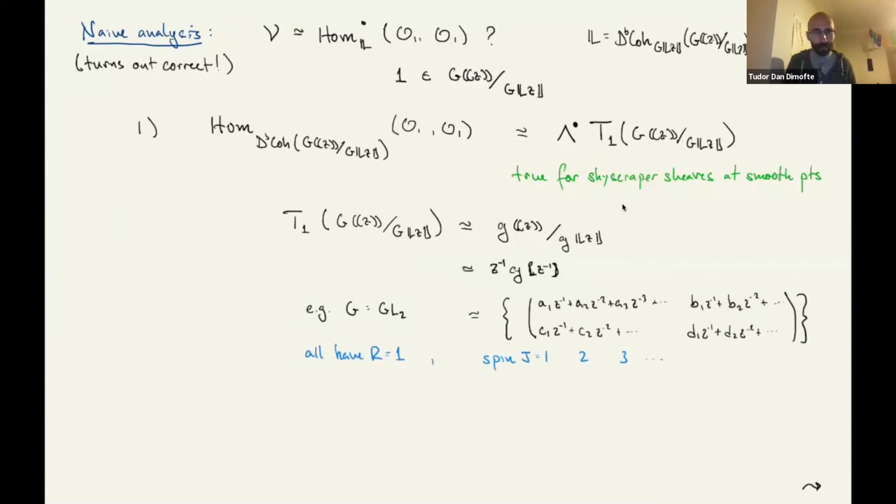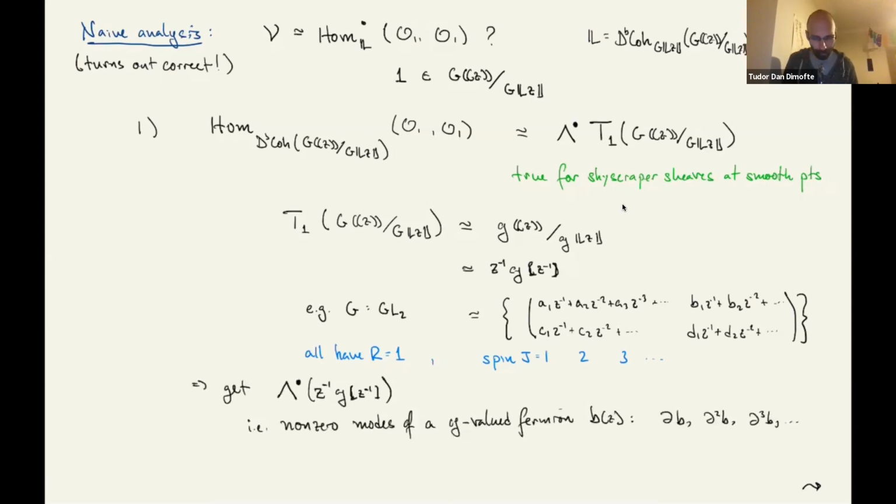With the constant mode removed, you get a little GL2 example, and I'm using GL2 just so I don't have to set the determinant to 1. So we get a big matrix of series in Z inverse with no zero modes. And we're building an exterior algebra out of this thing, so all the modes are fermionic.